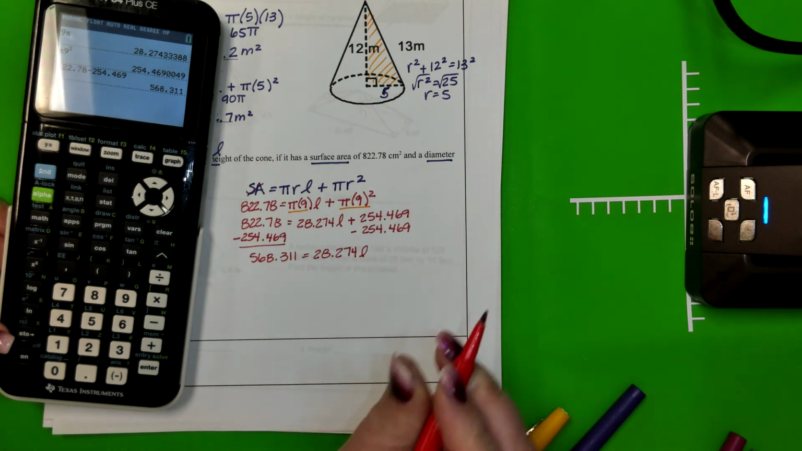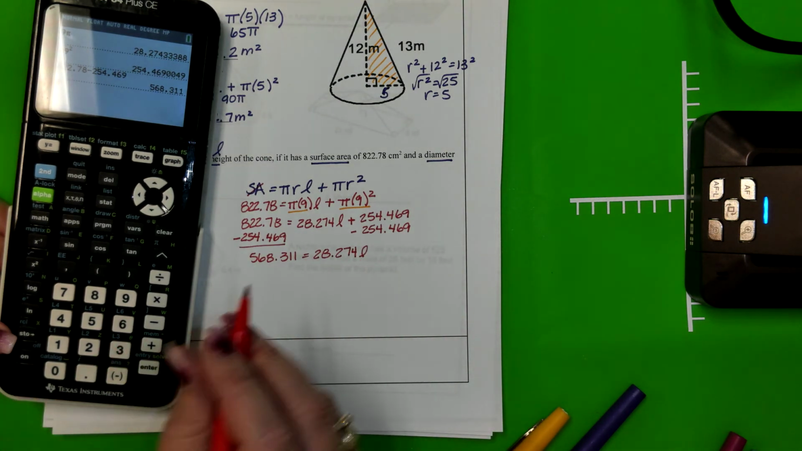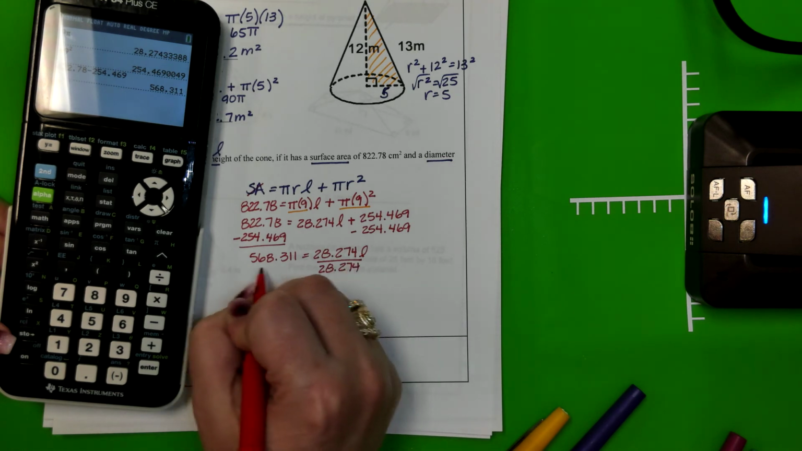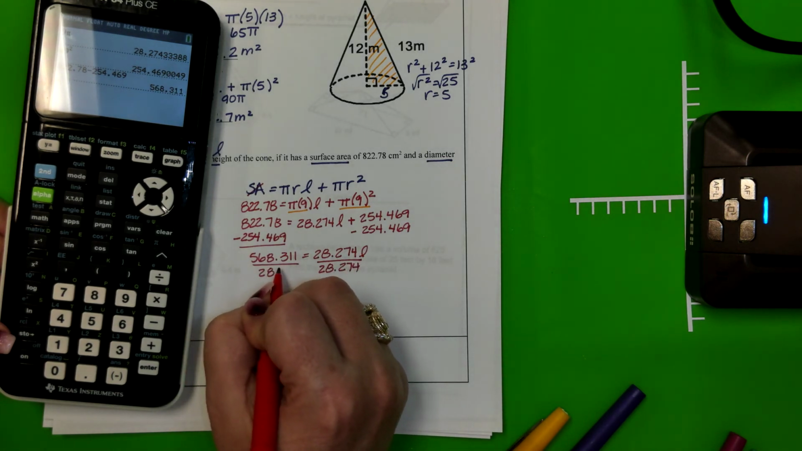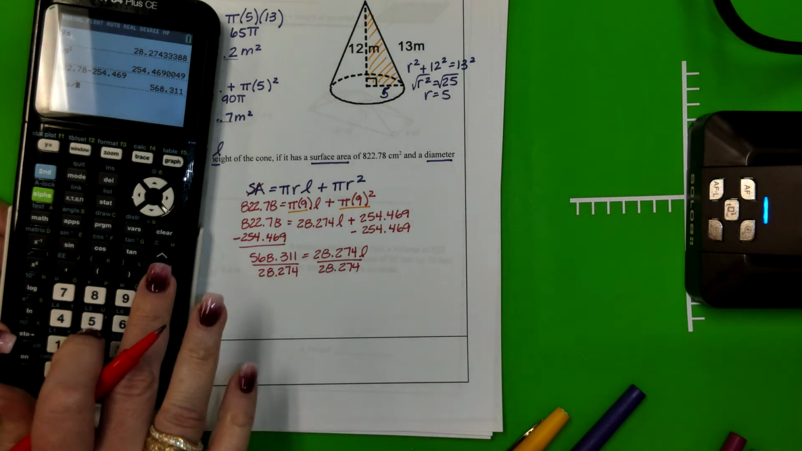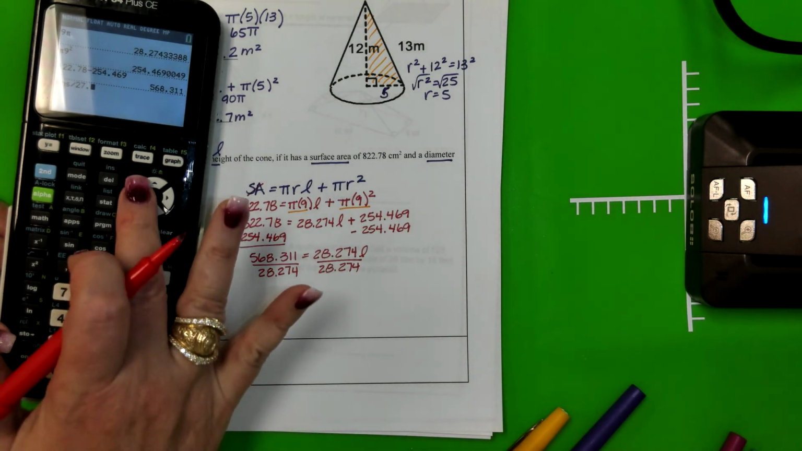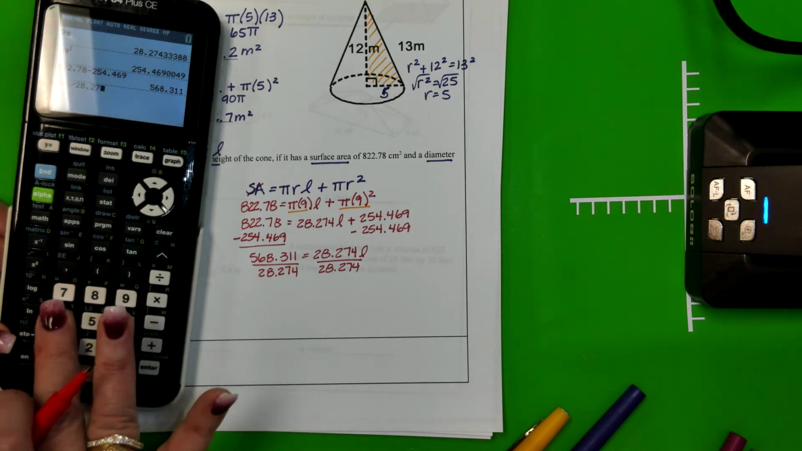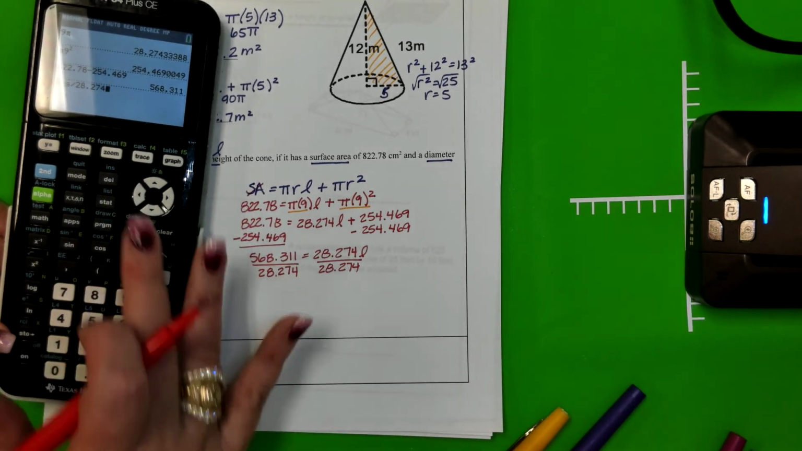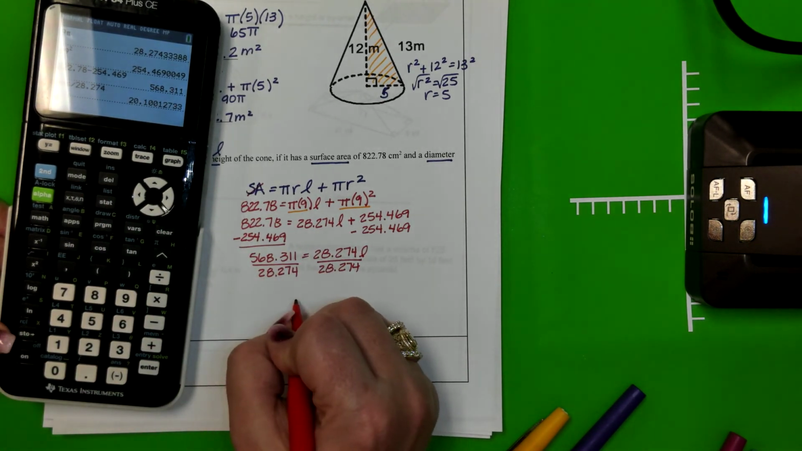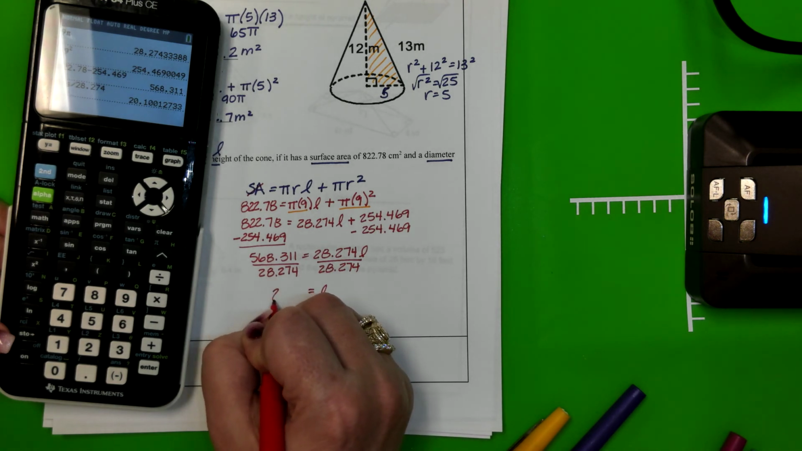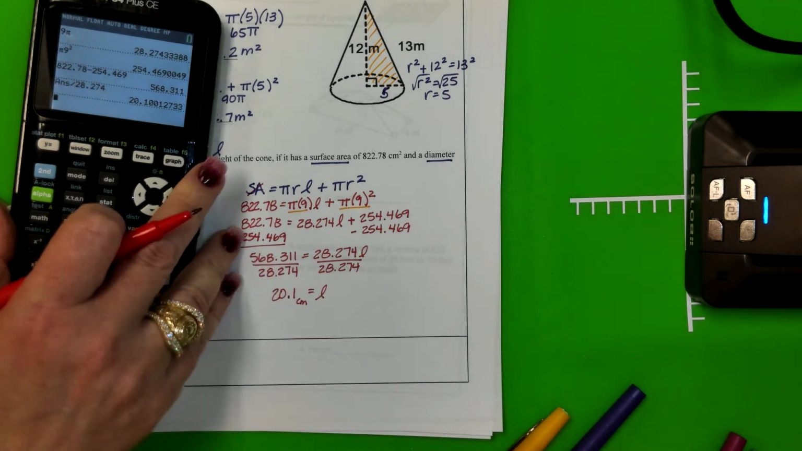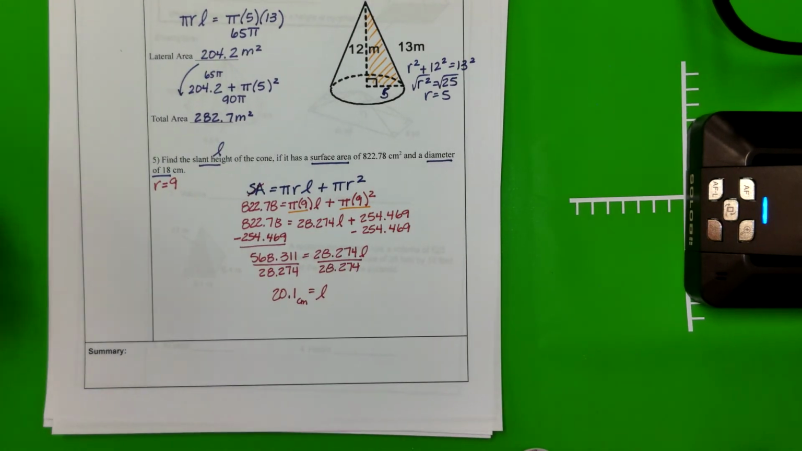You can shortcut this. You don't have to show all these steps. And then we want to divide by 28.274. I just like to show you in your notes so you have them. Divide by 28.274, and you get that the slant height is 20.1, and that would be centimeters. Slant height is in centimeters.